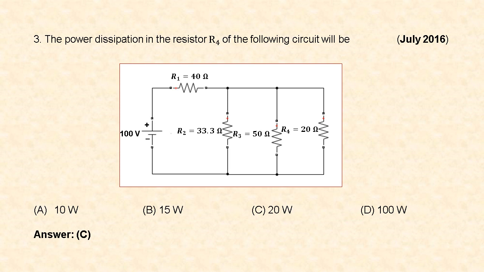Next question. The power dissipation in the resistor R4 of the following circuit is. This question was asked in July 2016 and they have given the circuit diagram. The circuit has one independent source 100 volt and one series resistor 40 ohm and all the other resistors are parallel. R2 is equal to 33.3 ohm, R3 is equal to 50 ohm, R4 is equal to 20 ohm. The options are A 10 watt, B 15 watt, C 20 watt, D 100 watt. So here the answer is C. Let us see how we got this.